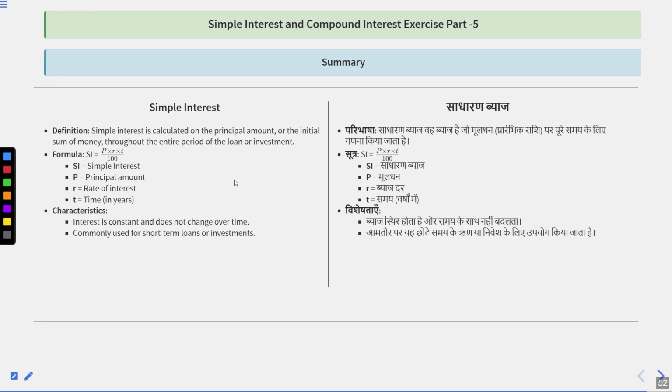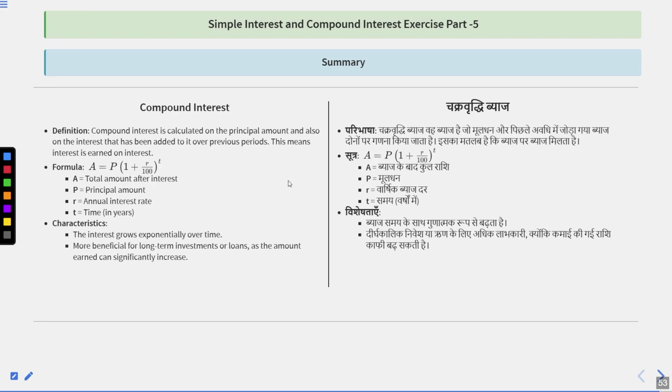Now summarizing today's lecture. What is simple interest? Simple interest is calculated on the principal amount, or the initial sum of money, throughout the entire period of the loan or investment. The formula of simple interest equals P into R into T upon 100, where SI denotes simple interest, P denotes the principal amount, R denotes the rate of interest, and T denotes time. Characteristics of simple interest: the interest is constant and does not change over time. Clear? It is commonly used for short-term loans or investments.